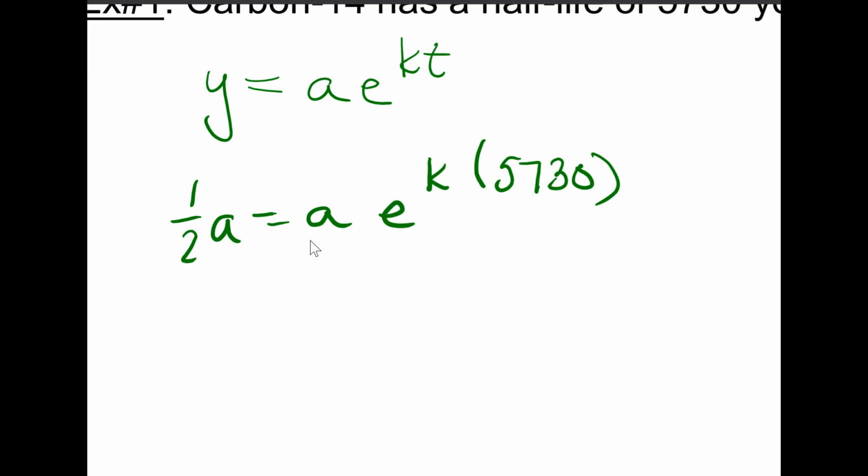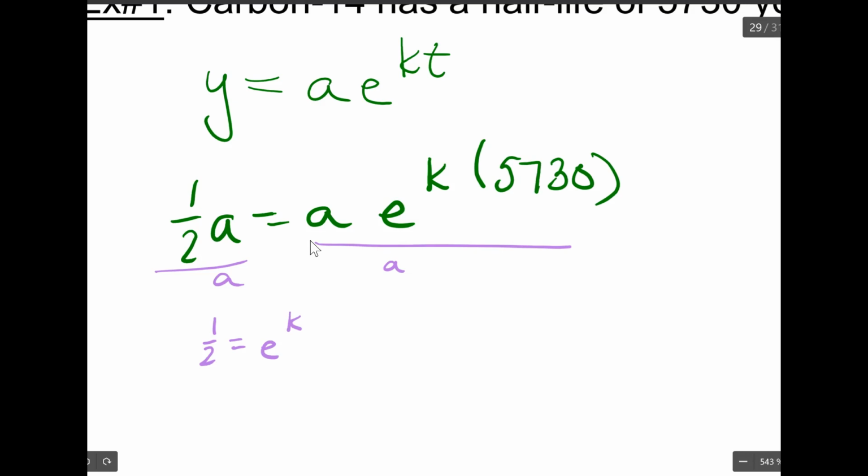No, because I want to solve for k. I'm trying to get k by itself. So I'm going to divide both sides by A. I was going to say that. And then A would get rid of itself. Yep, 1/2 is equal to e to the k times 5,730. And then would you do the ln?